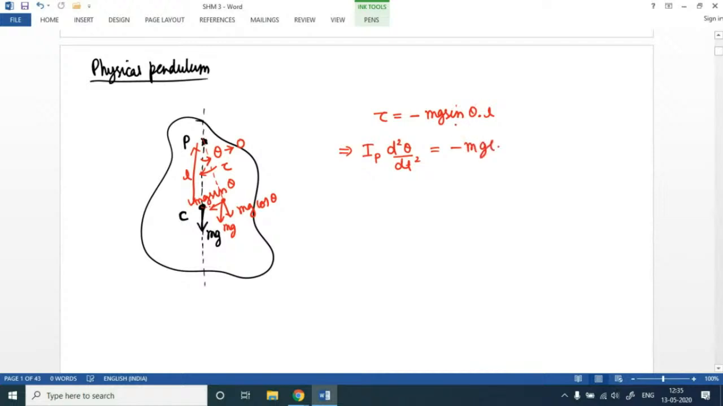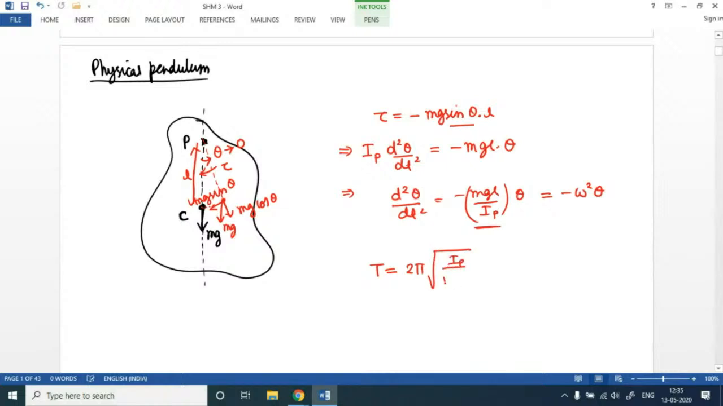Since theta is small, sine theta is approximately equal to theta, so we can use that approximation. You clearly see that d2 theta by dt square is equal to minus mgL upon I_P times theta. Comparing with minus omega square theta, clearly omega is root under mgL upon I_P. So the time period of oscillation is simply 2 pi root under I_P by mgL.